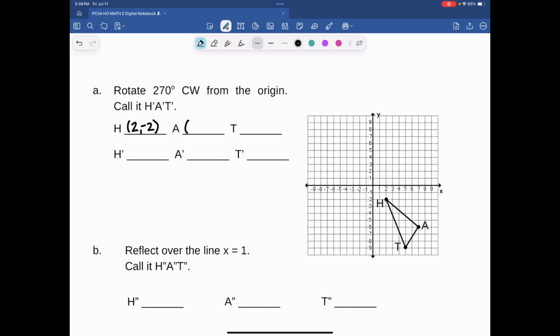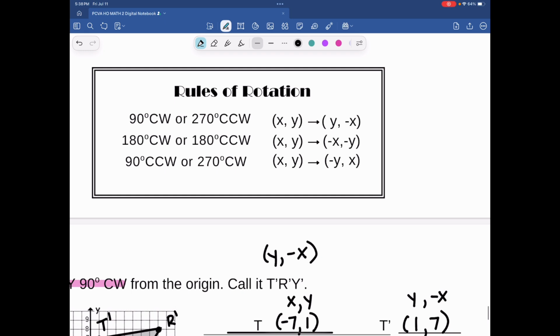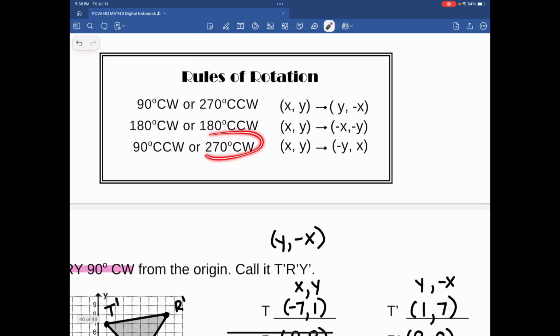My A is located at (7, -6). And my T is located at (5, -9). All right, so if we're going 270 degrees clockwise, remember our rules up here, 270 degrees clockwise is the same thing as 90 degrees counterclockwise. So we're going to flip the x and the y, and then we're going to inverse the y.